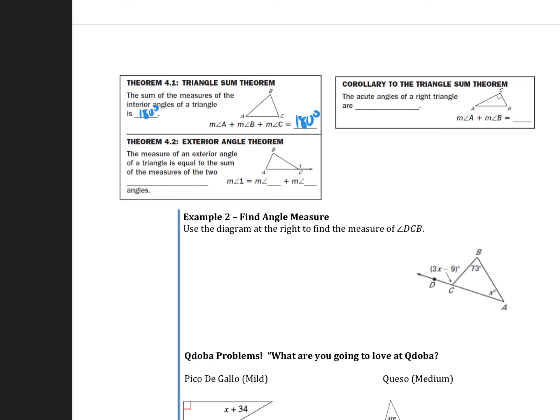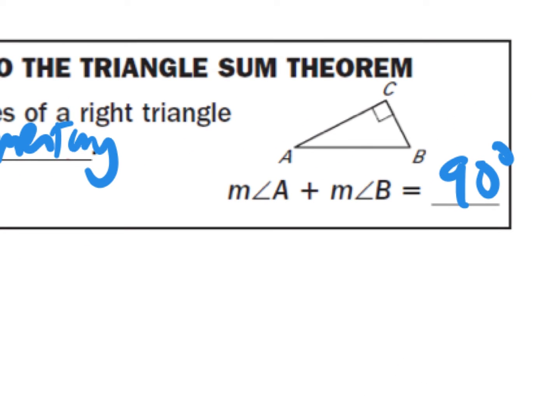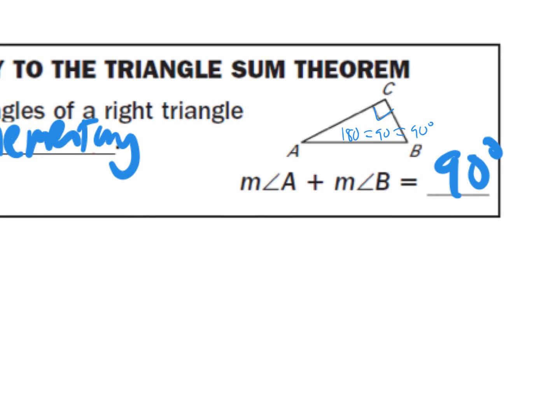All right? Corollary to the triangle sum theorem: the acute angles of a right triangle are complementary. Complementary. So that means they add up to what? They add up to 90 degrees, right? So if this one right here is 90, then these have to be 180 minus 90, which equals 90, right? So these other two have to equal 90.